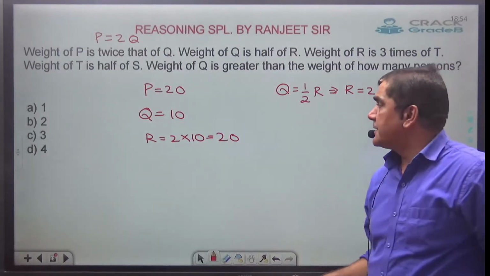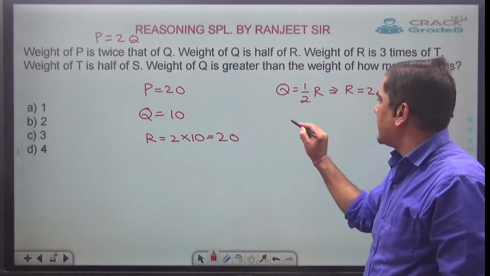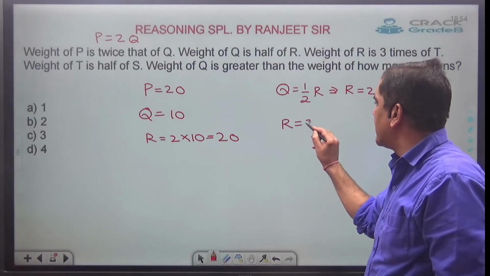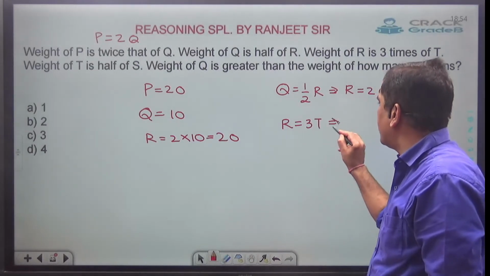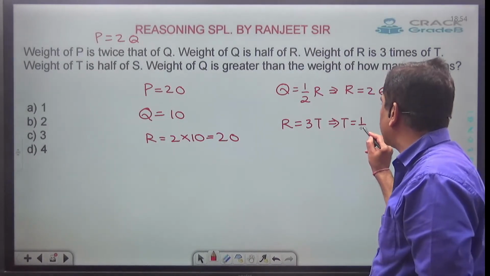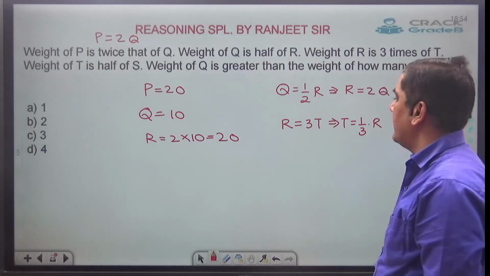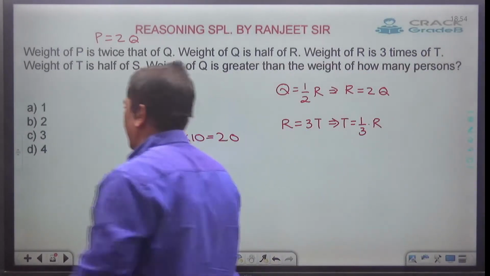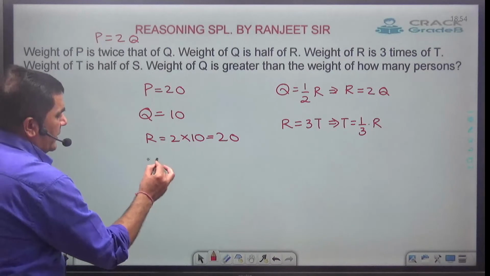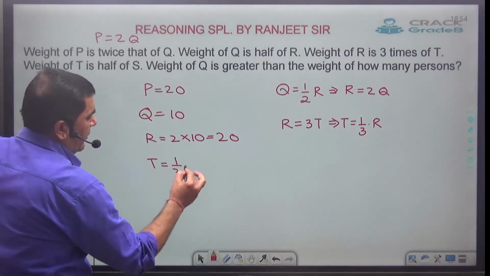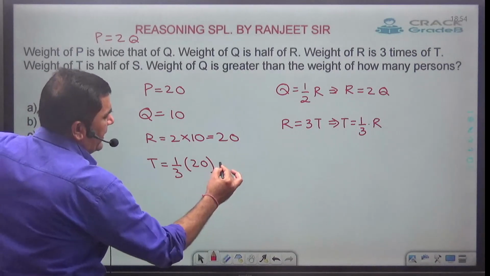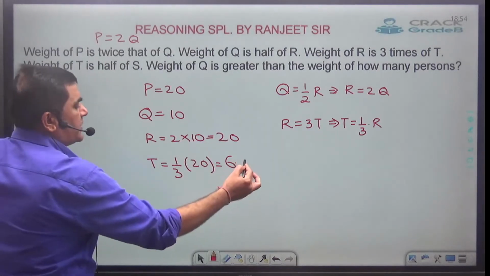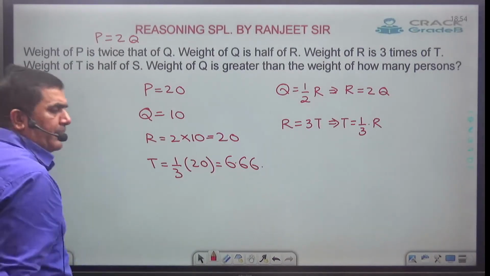Next one. They are saying weight of R is 3 times of T. So it means T will be 1/3 of R. R comes out to be 20, so T approximately comes out to be 6.66. Approximately you have to take.